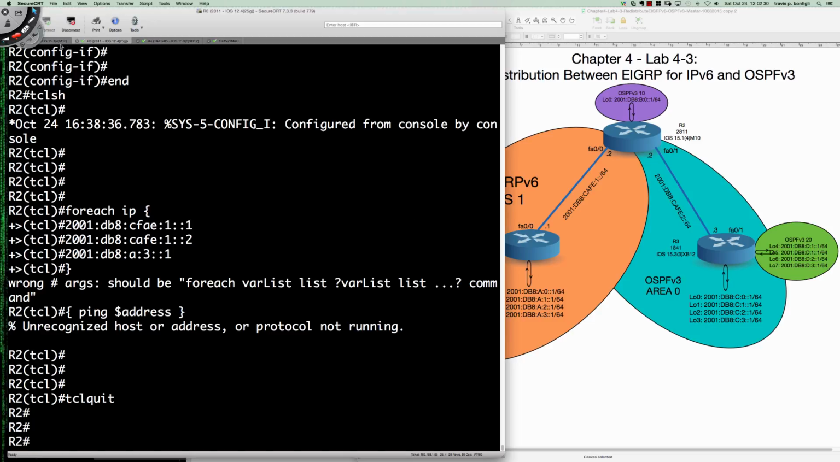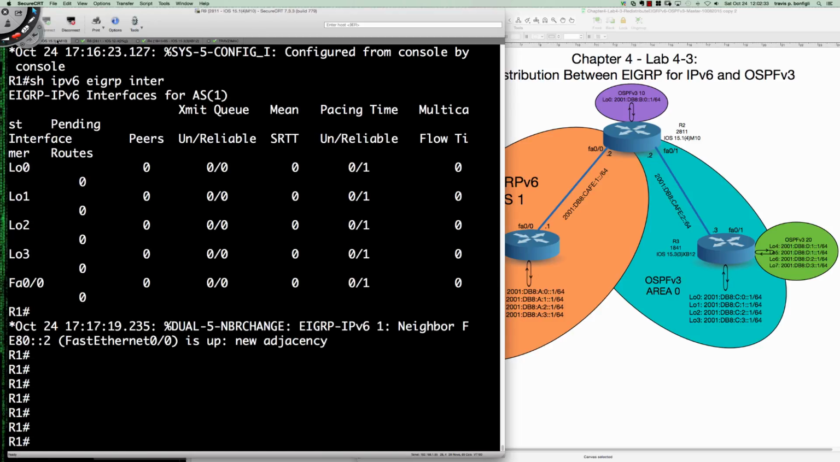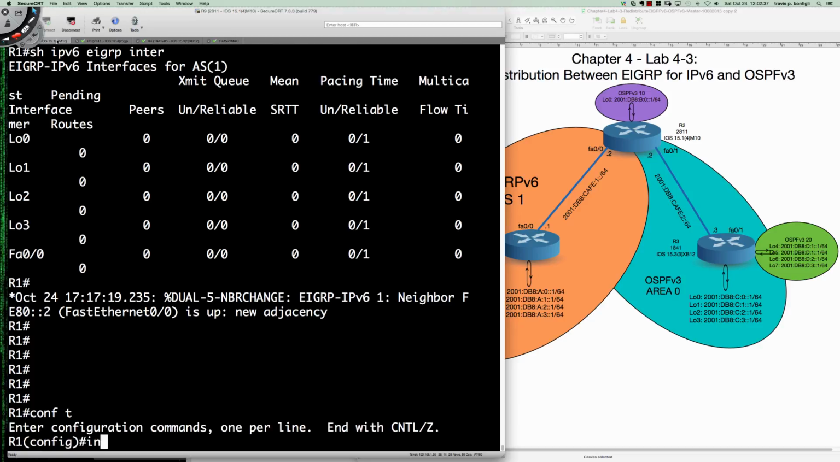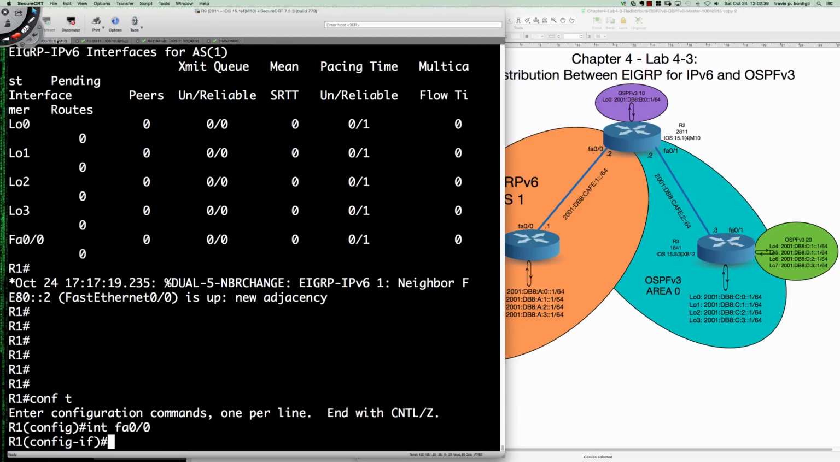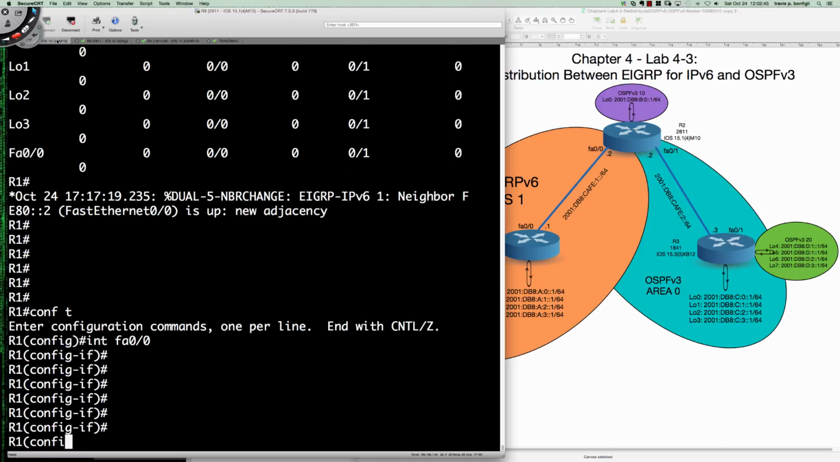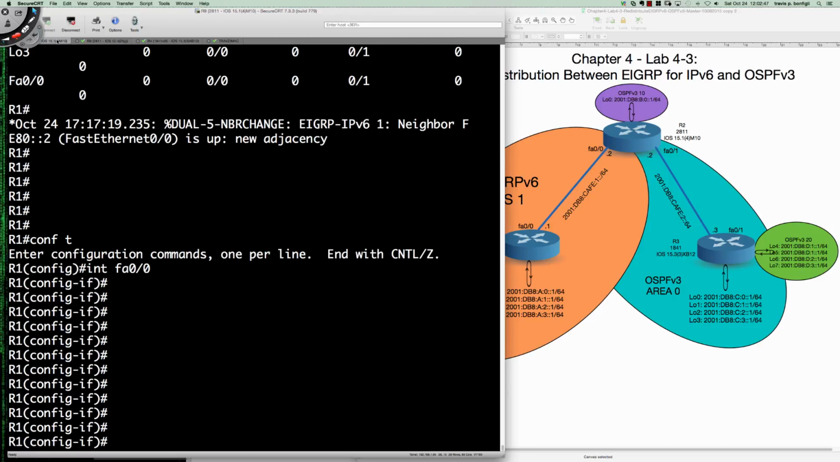So I'm going to transition back over here to our 2811 router 1, and we're going to go into global config, interface FA0/0, and I'm going to summarize the 4 loopback addresses. And so IPv6 summarization, great skill to practice, and these labs are fantastic. They give us an opportunity to do that often. So let's go ahead and take that opportunity right now. We'll switch over to yellow here.